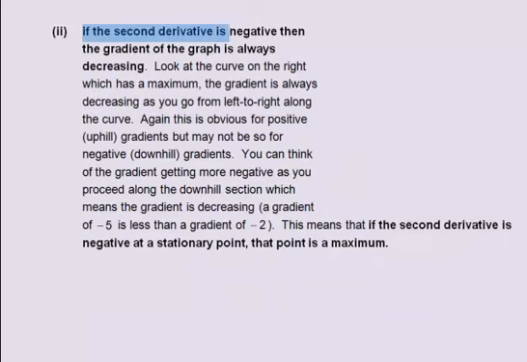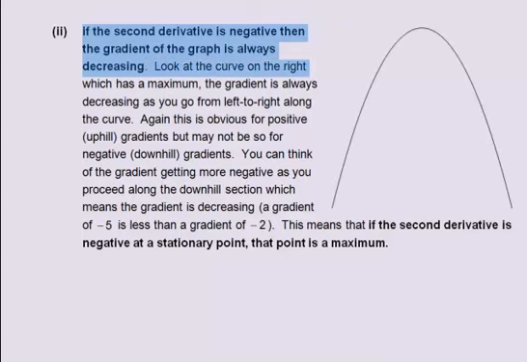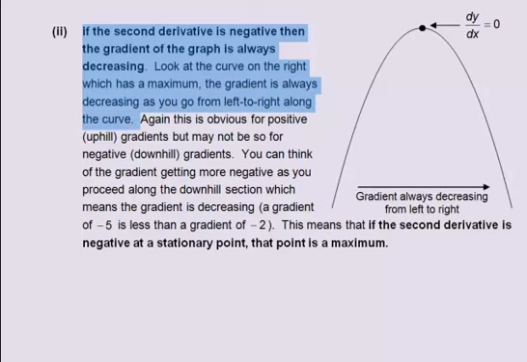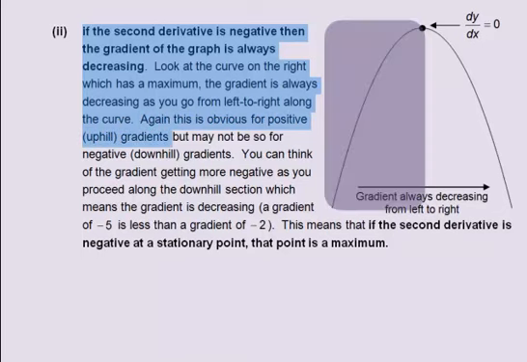If the second derivative is negative, then the gradient of the graph is always decreasing. Look at the curve on the right, which has a maximum. The gradient is always decreasing as you go from left to right along the curve. Again, this is obvious for positive uphill gradients, but may not be so for negative downhill gradients.